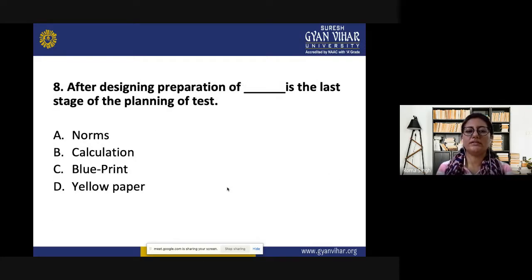Question number 8 is, after designing, preparation of dash is the last stage of the planning of test. Options are norms, calculation, blueprint, or yellow paper. So we have discussed that there should be a proper outline prepared before planning the test, and that is the preparation of blueprint. So after designing, preparation of blueprint is the last stage.